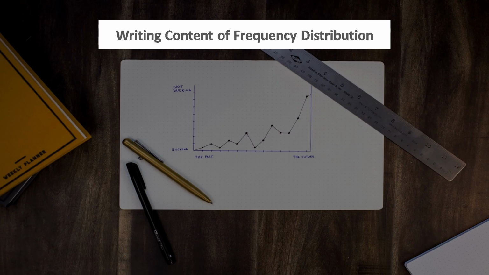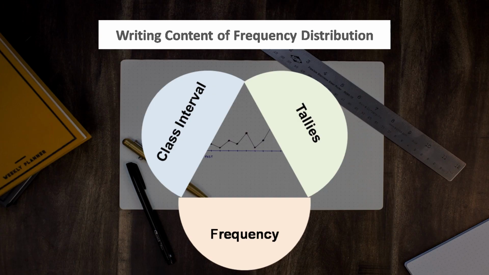Then the third step is writing the content of the frequency distribution. The frequency distribution is made out of contents and the same is written in 3 columns as shown below. The 3 columns are: first, class interval; second, tallies; and third, frequency.